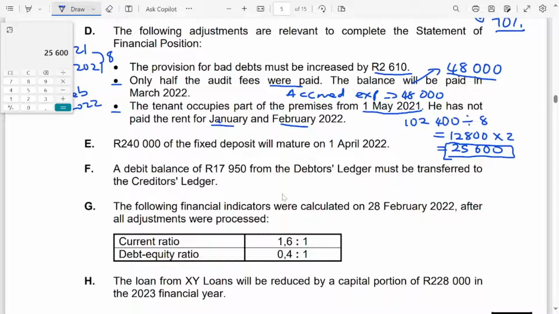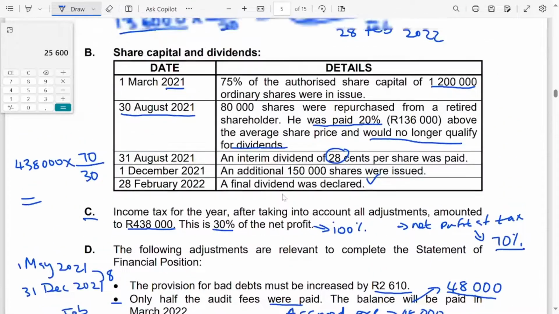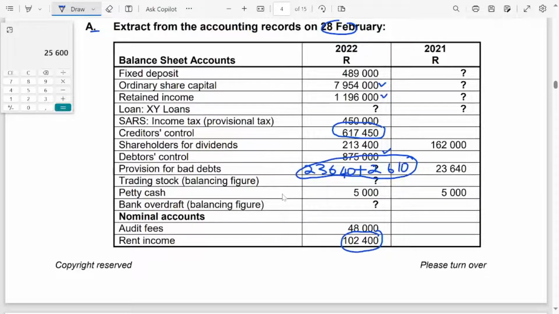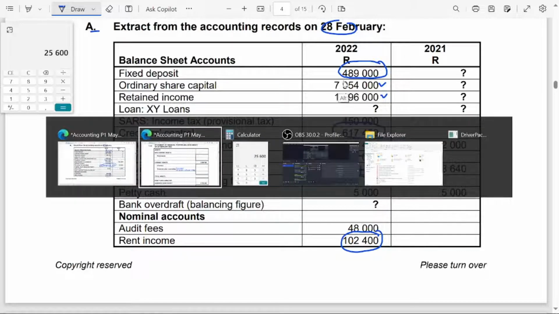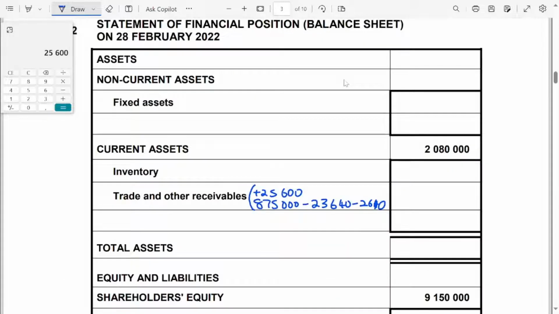Let's continue. Letter E. 240,000 of the fixed deposit will mature on the 1st of April 2022. Let's first go and check the fixed deposit. It is 489,000. Remember, the fixed deposit falls under the non-current asset, under financial asset. So the fixed deposit is 489,000.